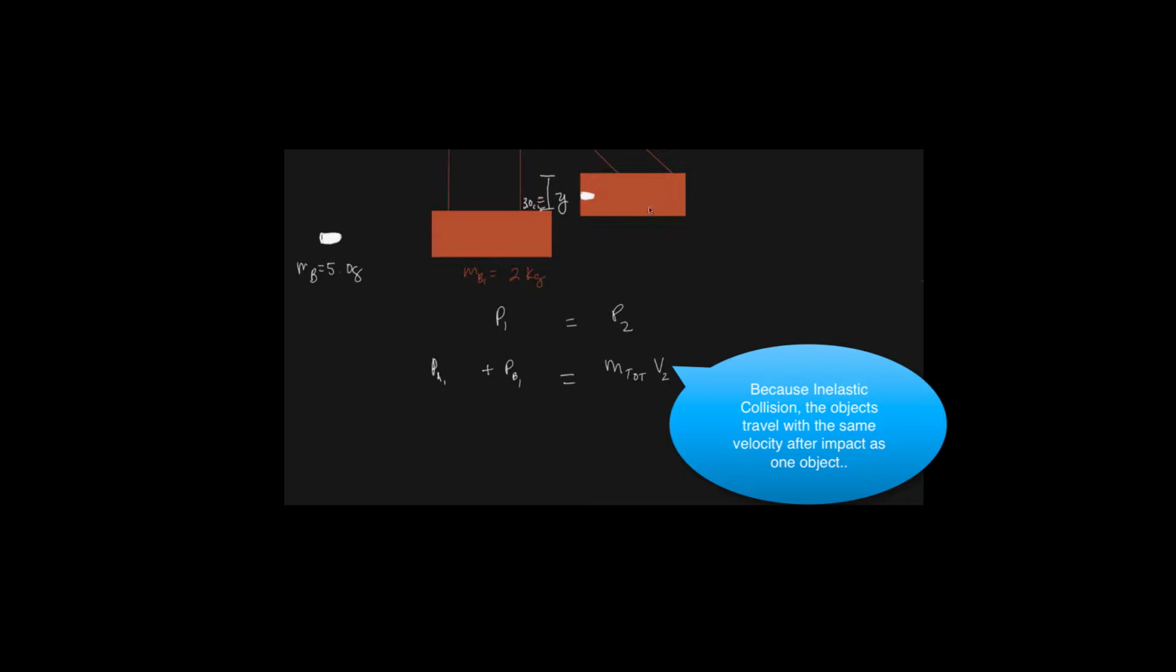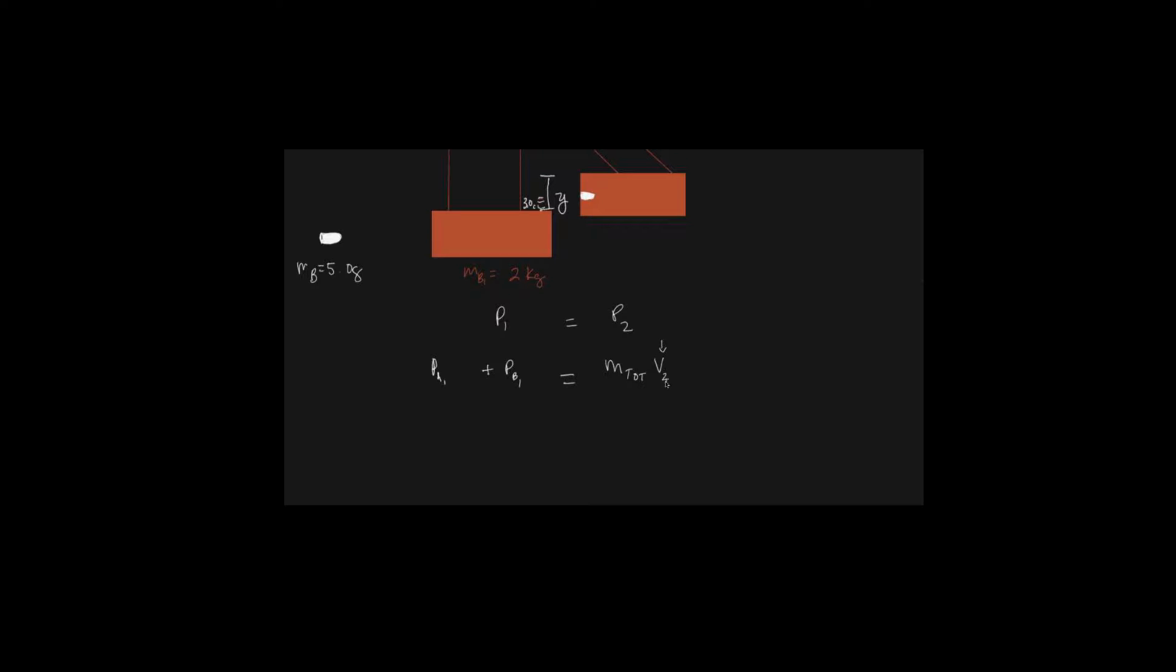But the right side, it's one entity. The bullet is in the block. So we're not going to have separate velocities. We're going to have a single velocity post-collision. And it's going to be the mass of the bullet plus the mass of the block times their velocity, whatever their velocity is post-collision. Are you with me? So we're going to have the mass of the bullet, the velocity of the bullet before the collision, and then the mass of the block and the velocity of the block pre-collision.